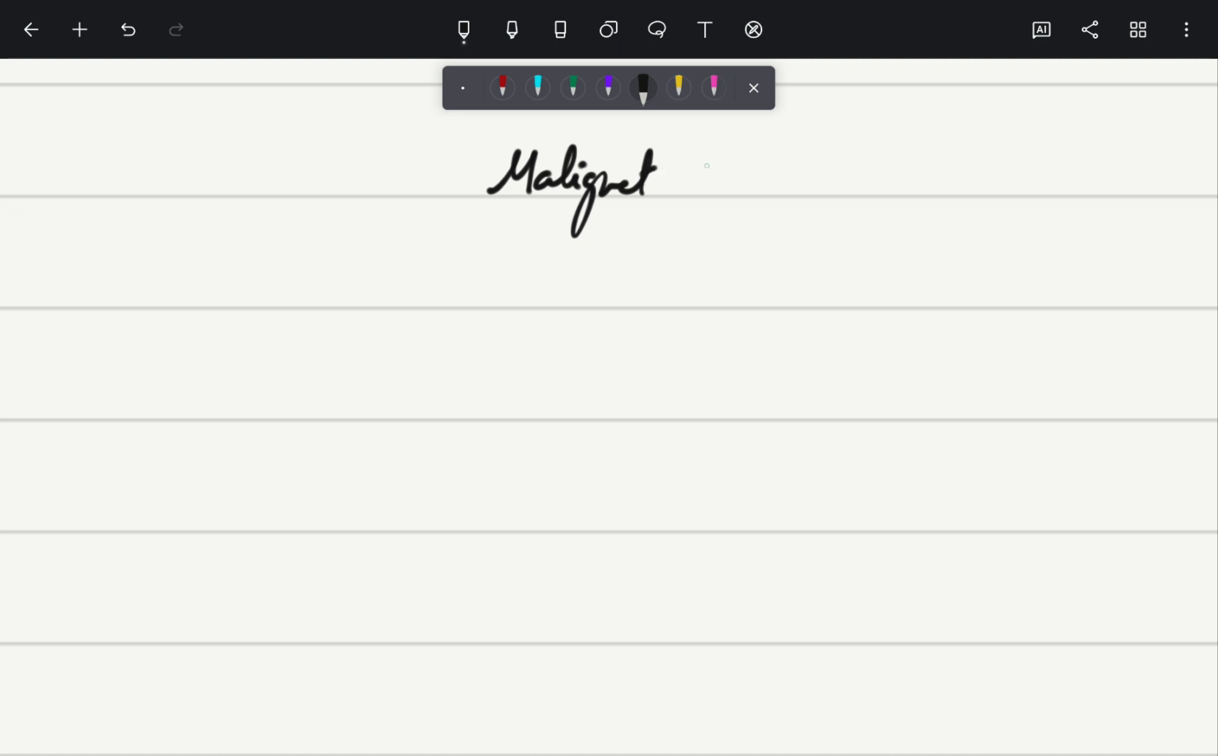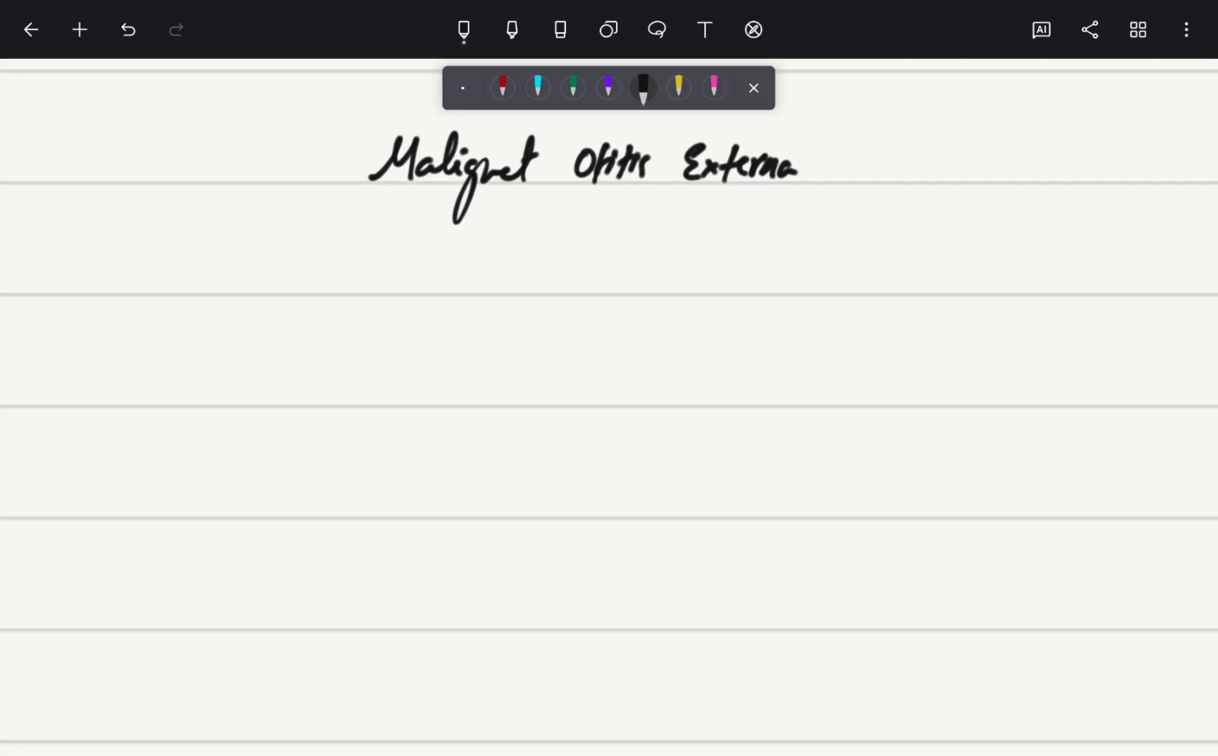So here is malignant otitis externa. Malignant otitis externa is also called your skull base osteomyelitis.